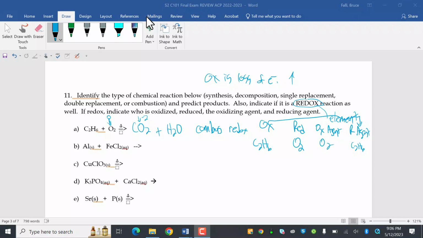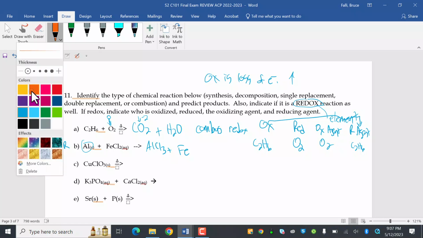All right, aluminum plus FeCl2. This is going to be a single replacement reaction. So aluminum is going to replace iron, and I'm going to get AlCl3 plus Fe. Notice again how I have elements. That's an easy way to tell that it's oxidized or reduced.